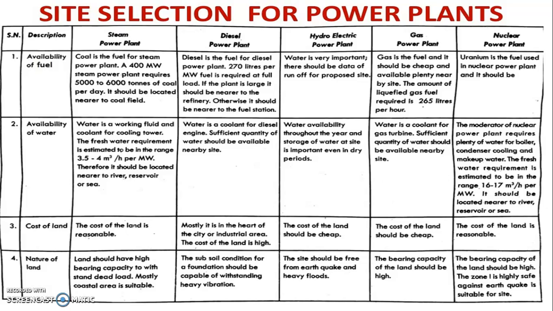Next, availability of water. Water is a working fluid and also the coolant for the cooling tower. Therefore it should be located near a river, reservoir or sea. Water is the coolant for a diesel power plant also. So water is one of the important factors for all the power plants. Next, cost of land. The cost of land should be reasonable. Next, nature of land. Land should have high bearing capacity to withstand dead load. Mostly coastal areas are suitable for power plants.